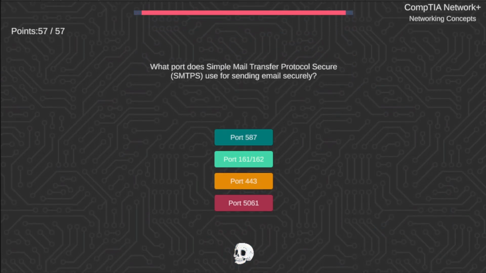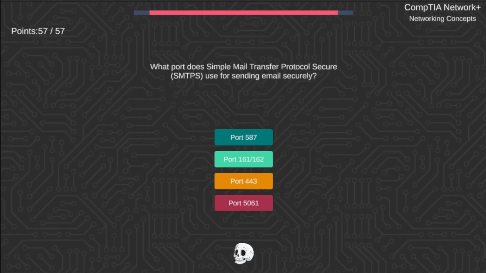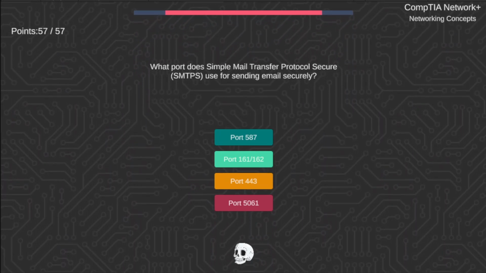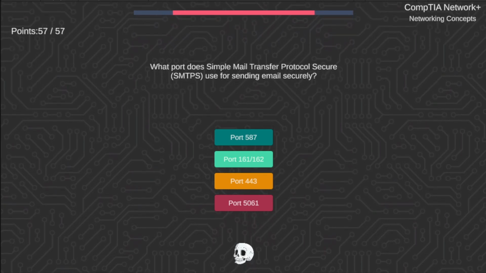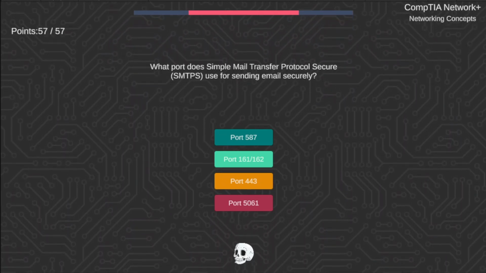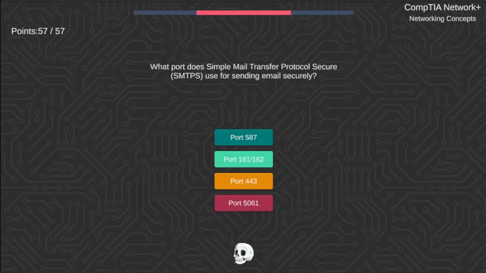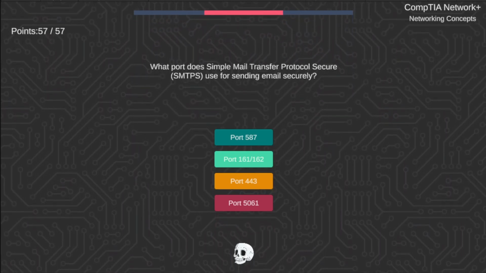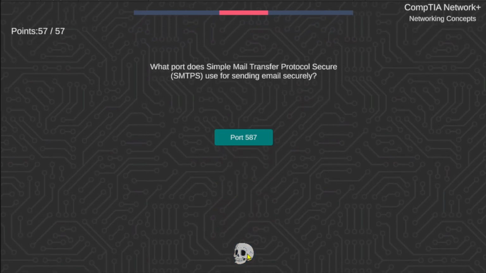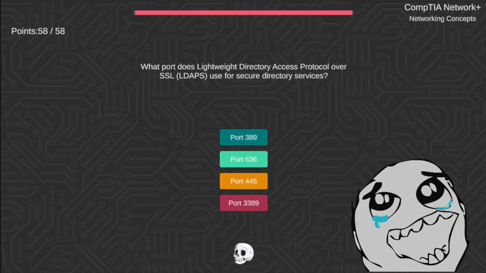What port does Simple Mail Transfer Protocol Secure, SMTPS, use for sending emails securely? Port 587, port 161 and 162, port 443, or port 5061? Simple Mail Transfer Protocol Secure. Correct answer is port 587.